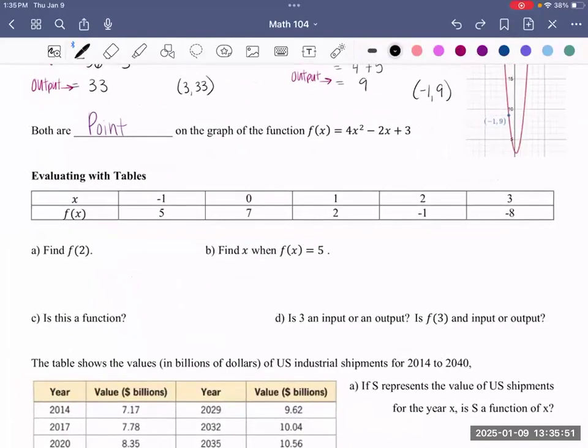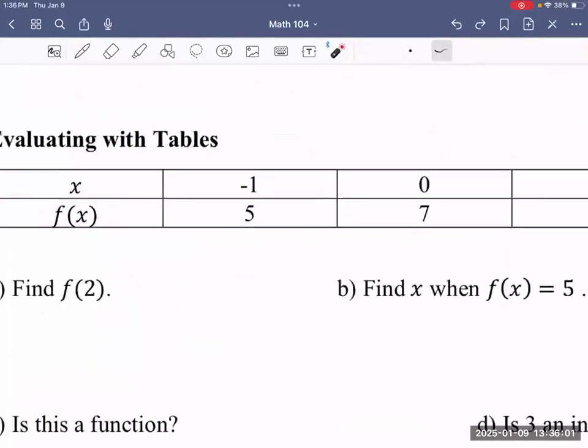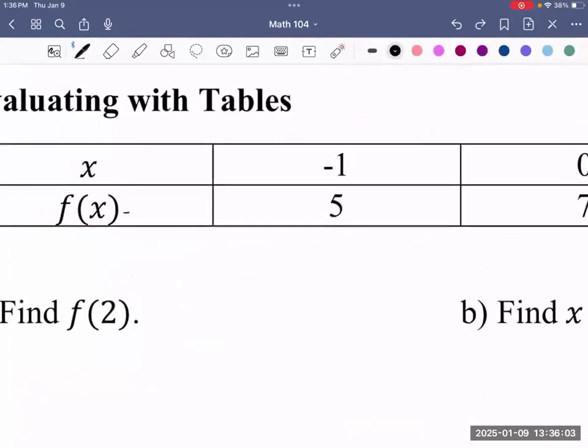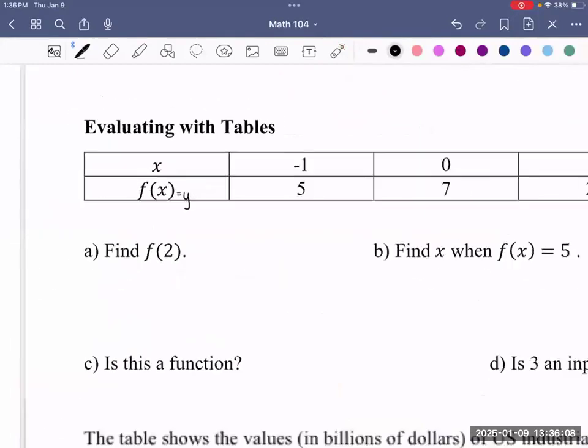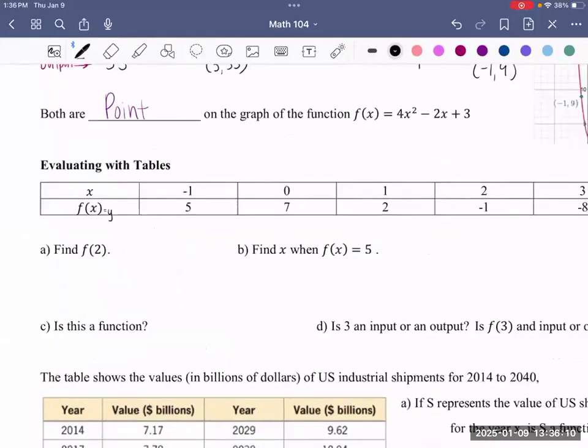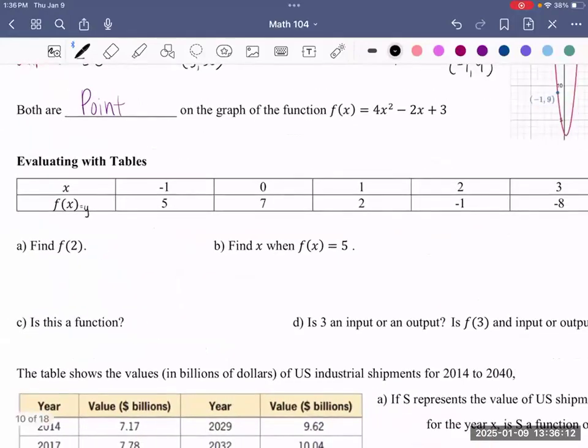Now, when we go to evaluate with tables, we don't have a graph to work from to pick out our points. We don't have an equation to work from either. Instead, they're defining all of your x and y values. Keep in mind, f of x is just another way to say your y value. So let's see if you can pause the video and try out the first 4 questions.